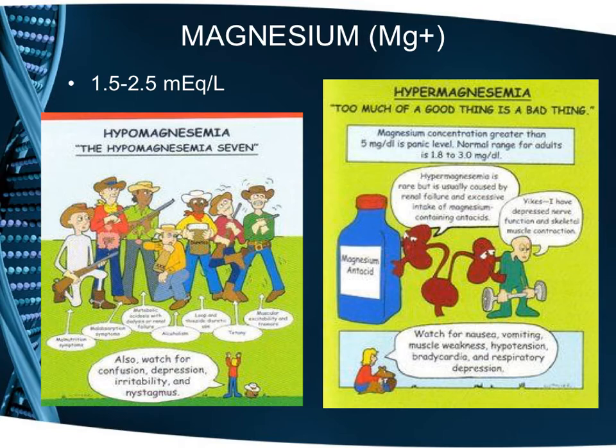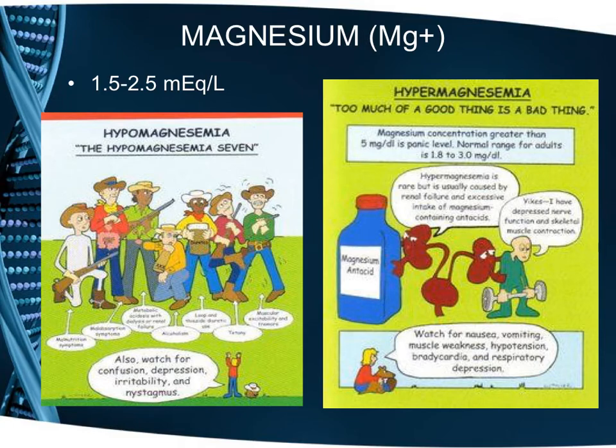EKG changes may occur along with respiratory difficulties. Hypomagnesemia is very hard on the heart. It can cause a fatal arrhythmia. Treatment includes magnesium replacement. Nursing management includes monitoring cardiac and respiratory function and seizure precautions. IV magnesium is administered slowly and with continuous cardiac monitoring and frequent vital sign monitoring. Having too much magnesium can be as bad as having too little.